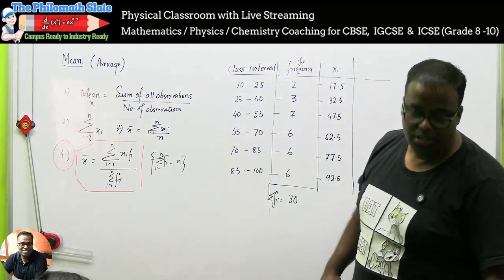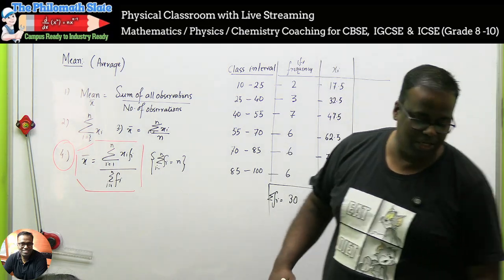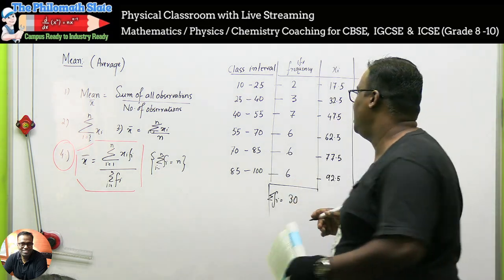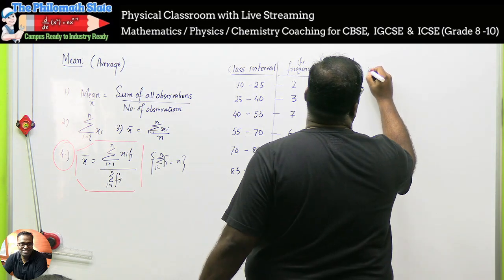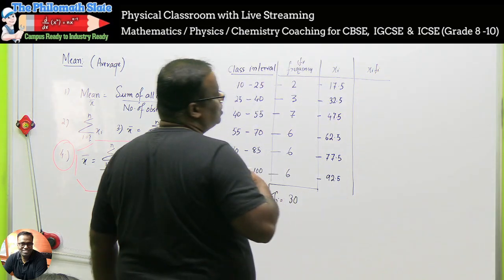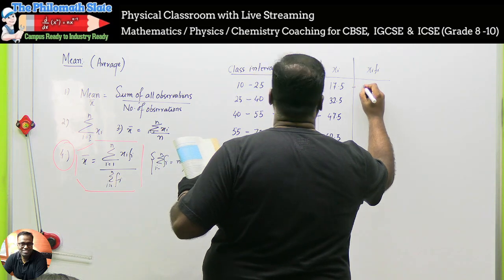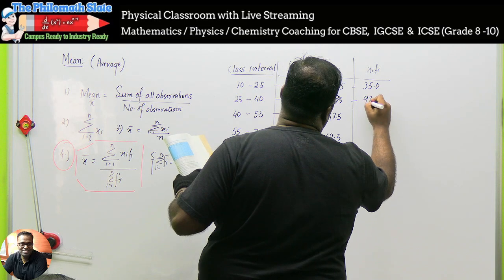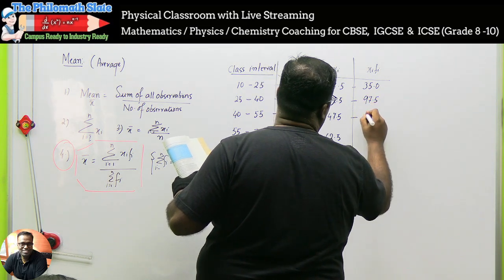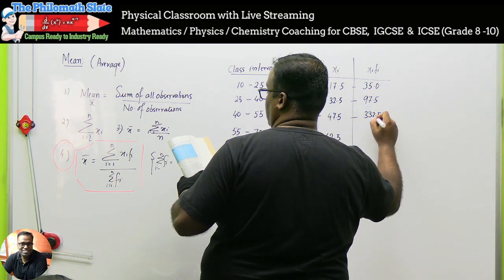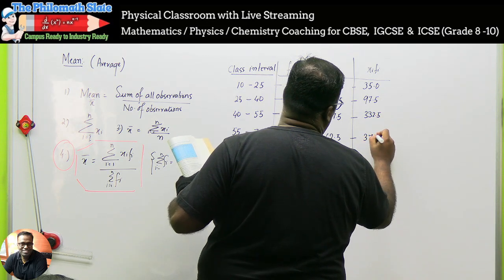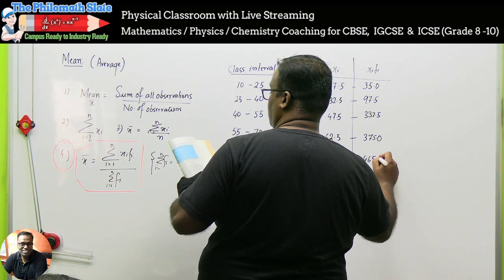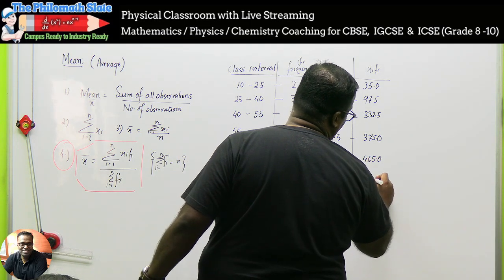Now your job becomes difficult. I will straight away take the book to save time and write the products, because these products will not come easily by hand. Ask yourself honestly, the first one you can still work out. This is 35. Next one would be 97.5. These multiplications are not easy. Next is 332.5. Next is 375.0. Next is 465.0. And next is 555.0.